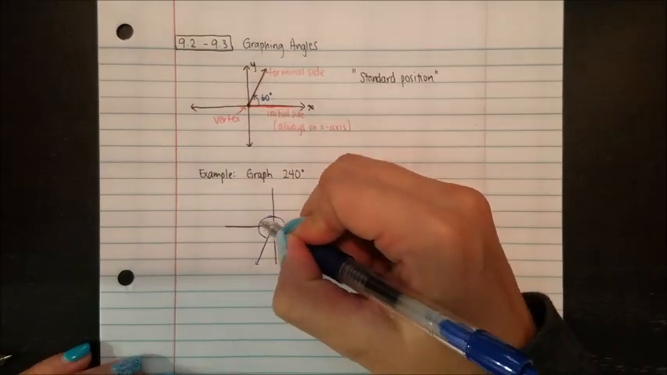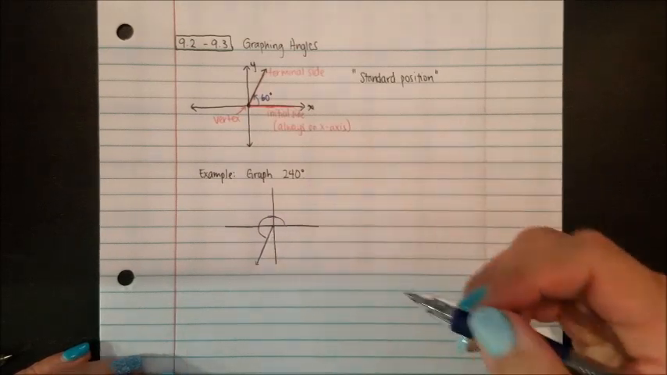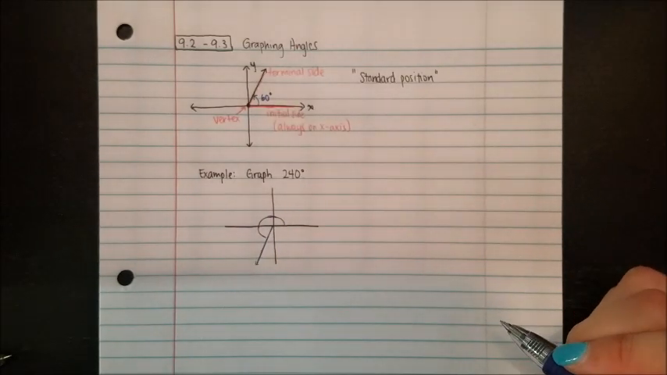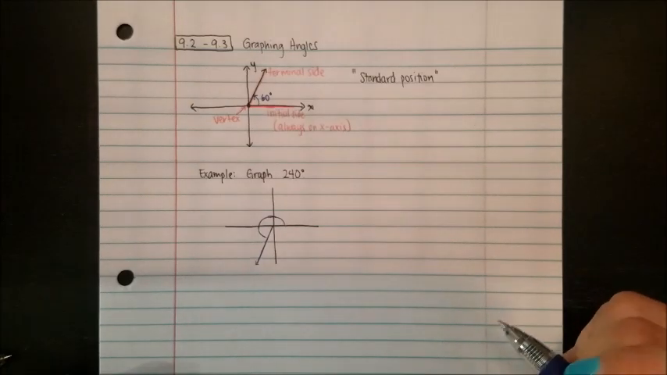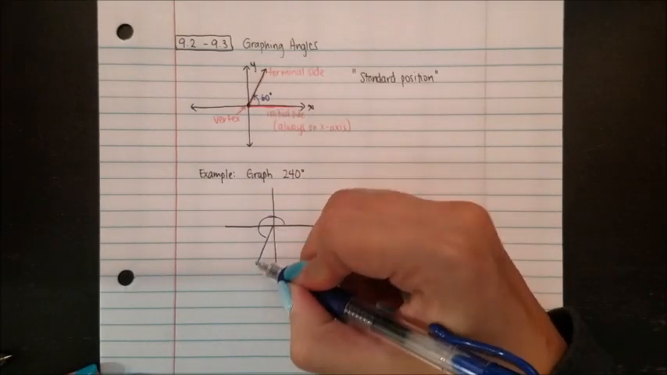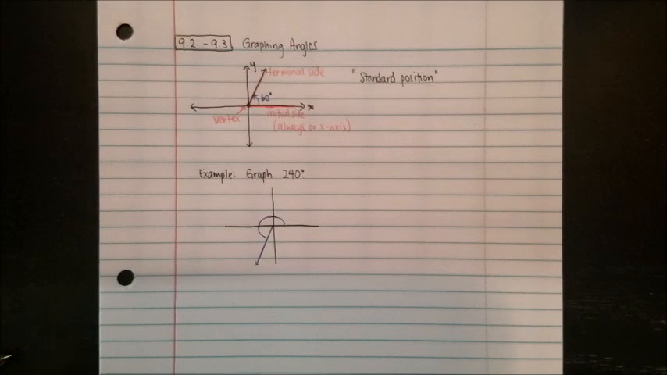You don't need this part right here where I do the swivel. It just shows you how far we traveled to get to the 240 degrees. But it's just this terminal side right there that you would really need.